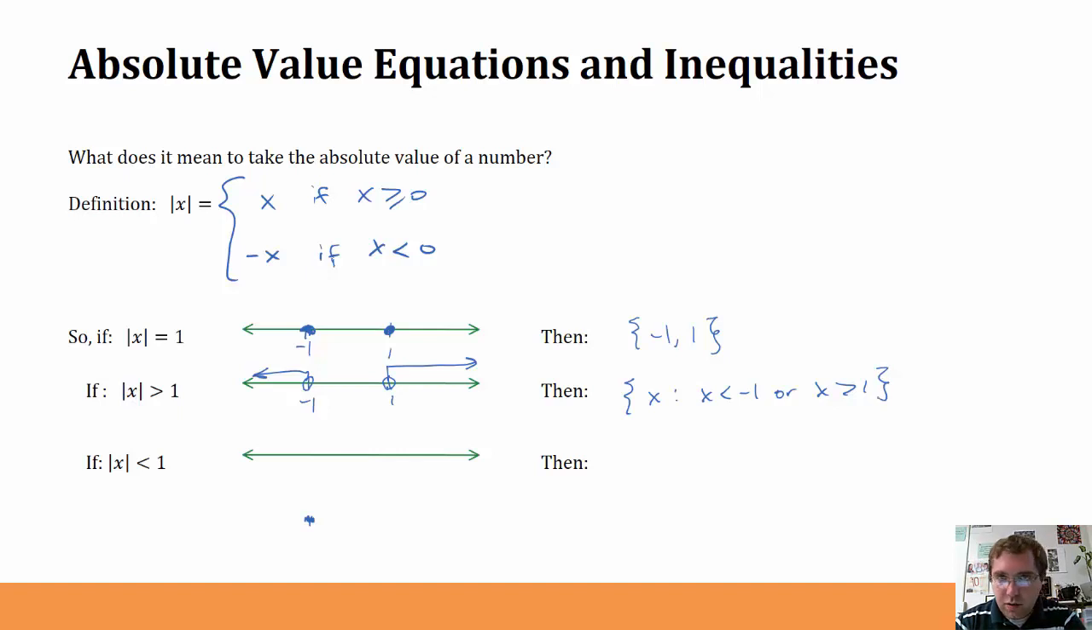What if the absolute value of x is less than 1? Well, 0's absolute value is less than 1. 0.5's absolute value is less than 1. Negative 0.5's absolute value is less than 1. So we end up with any numbers that are between negative 1 and 1. Anytime x is wedged between two numbers, that's a compound and inequality, where we say negative 1 is less than x, which is less than 1. So notice greater than led to an or, less than gave us an and.